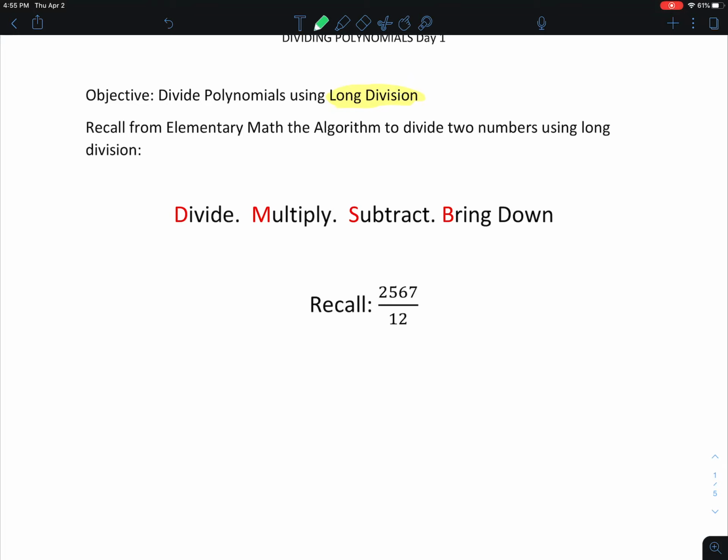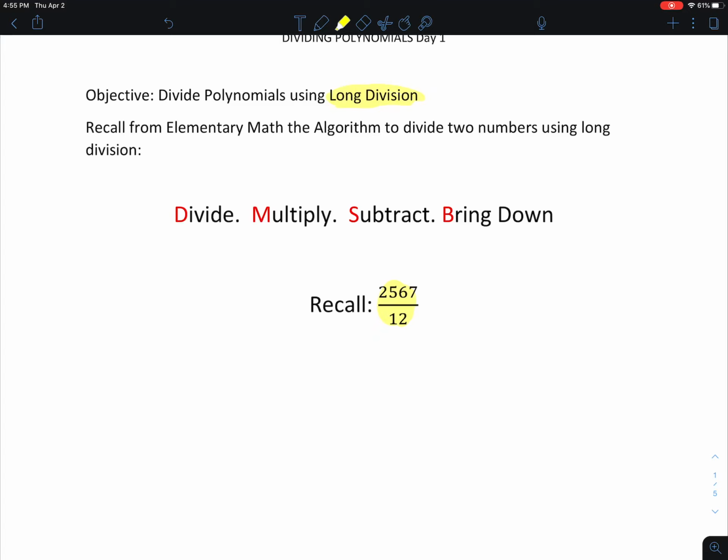So the algorithm is this. We divide, multiply, subtract, bring down. Say that with me. Divide, multiply, subtract, bring down. And that works for problems like what you did in 5th grade, like this. And it also works for polynomials.